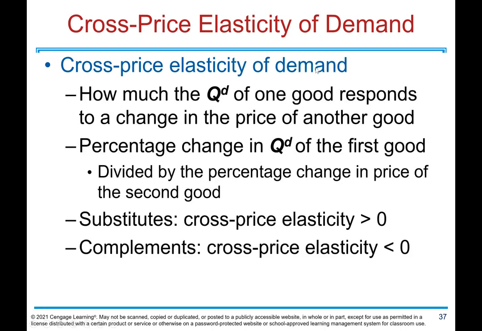Cross price elasticity of demand. How much the quantity demanded of one good responds to a change in the price of another good. Percentage change in quantity demanded of the first good divided by the percentage change in the price of the second good. If the two goods are substitutes, cross price elasticity is positive or greater than zero. If the two products are complements, cross price elasticity will be negative or less than zero.